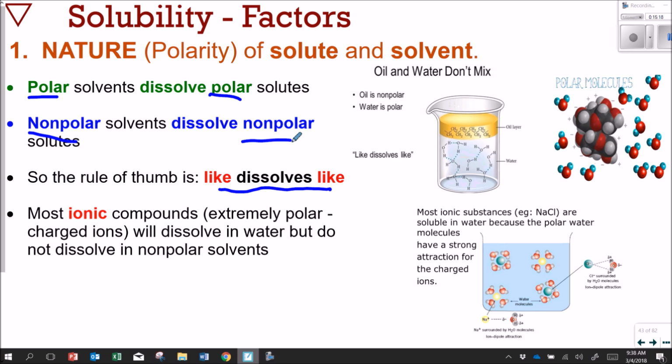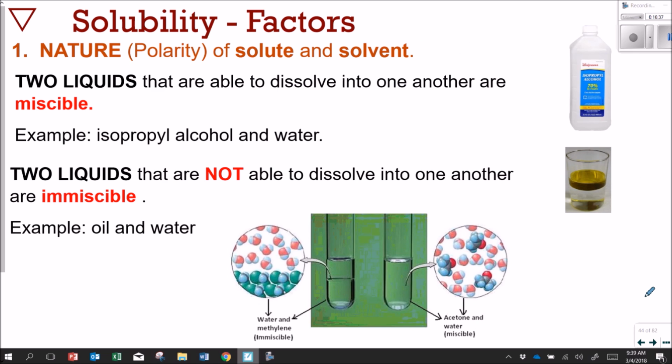dissolve in non-polar solvents. When we are talking about two liquids, when two liquids are able to dissolve into one another, this is called miscible. So they are either both polar or both non-polar. An example would be isopropyl alcohol and water. Since we know that water is polar, isopropyl alcohol is also polar, and they will mix.